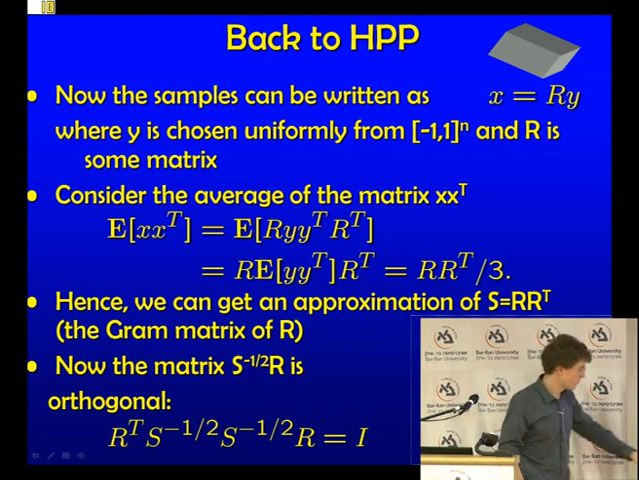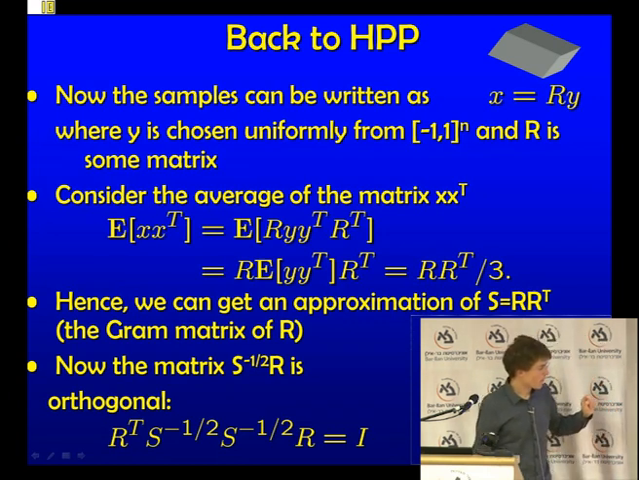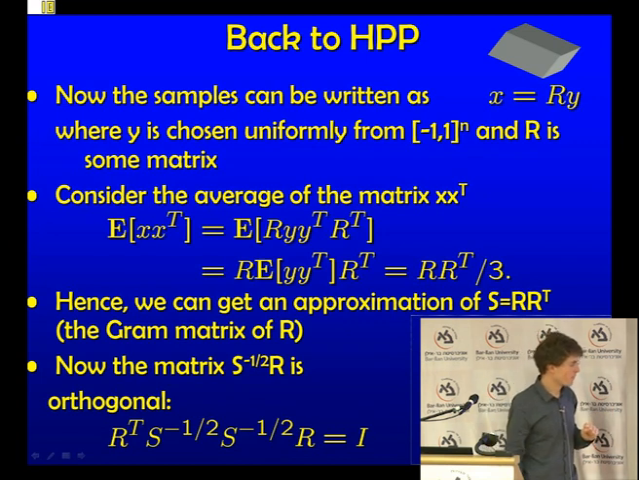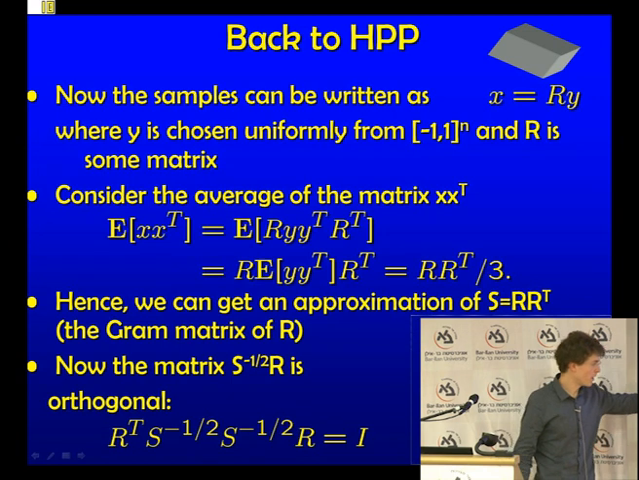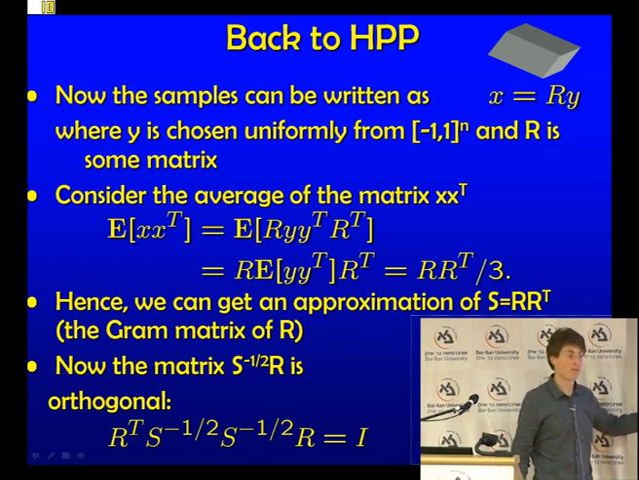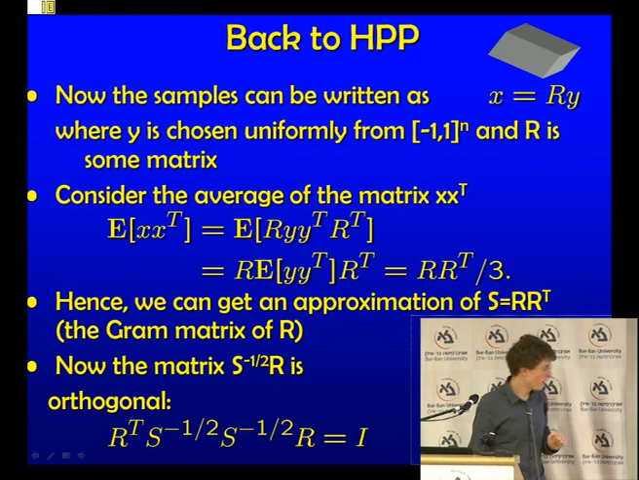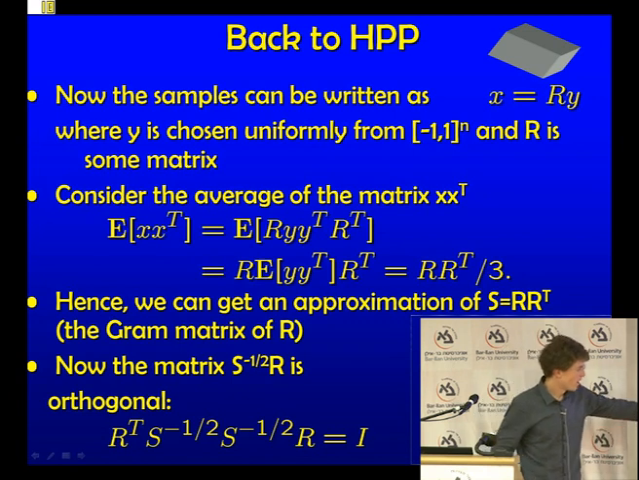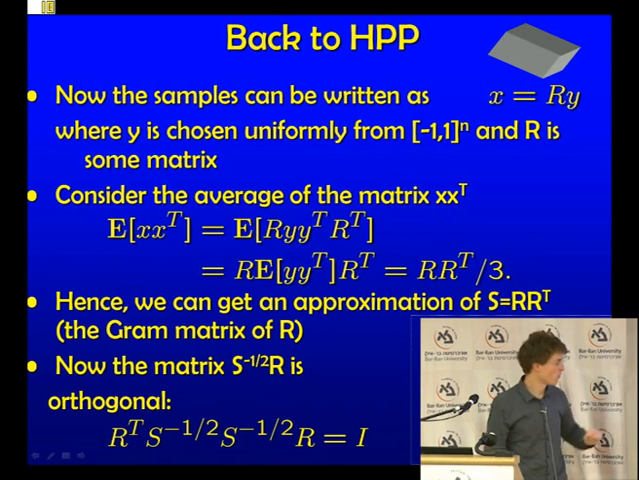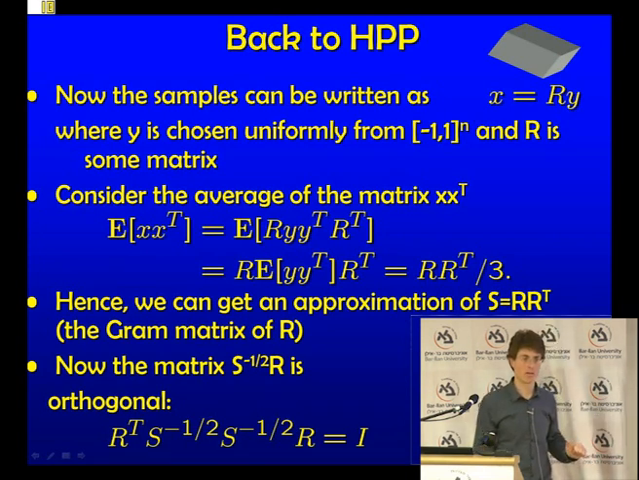It turns out what you need to do now is to consider the matrix, the square root of S inverse. The square root is well defined, it's a positive semi-definite matrix. So you take the square root of S inverse times R. The reason this works is because once you multiply R by the inverse of the square root of S, you end up with an orthogonal matrix. This is basic linear algebra. If you just write it out, you'll see that it's an orthogonal matrix, because you multiply it by its transpose and you get the identity.